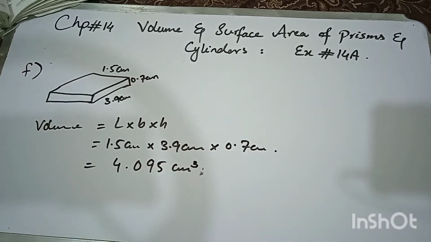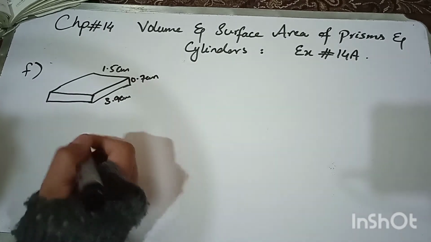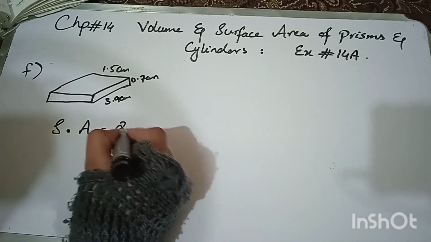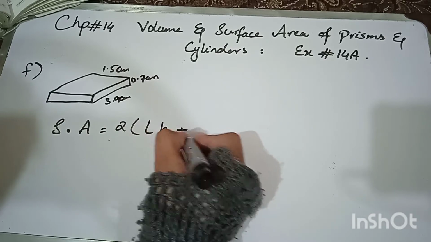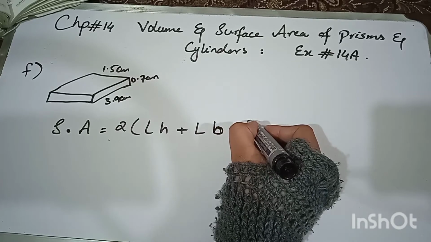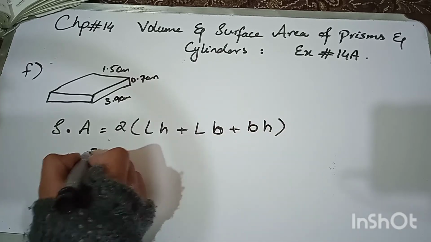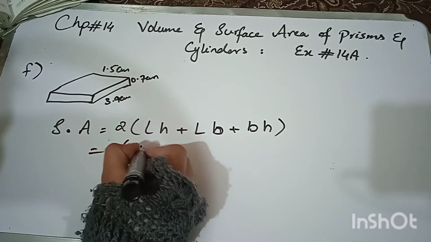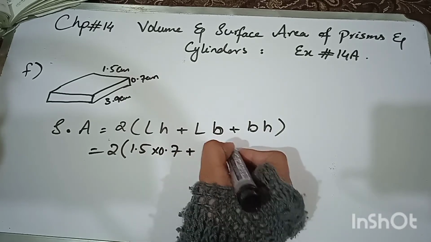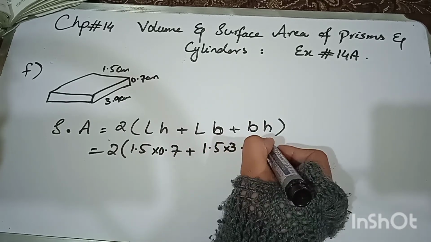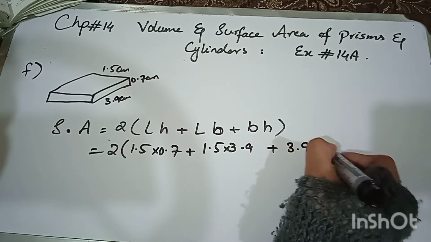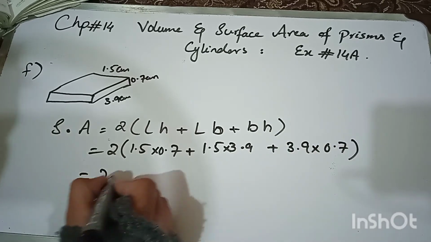Now we have to find out the surface area. Again, for the surface area, we have to write down the formula that surface area, SA represents the surface area, is equal to 2 into length into height plus length into breadth plus breadth into height. So here we just put out the values. 2 into length is 1.5 into height, that is 0.7, then length is 1.5, breadth is 3.9, and again at the end breadth is 3.9 and height is 0.7. So we have to put out the values.